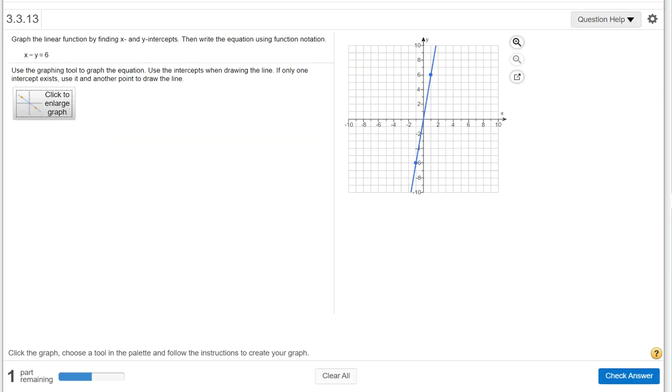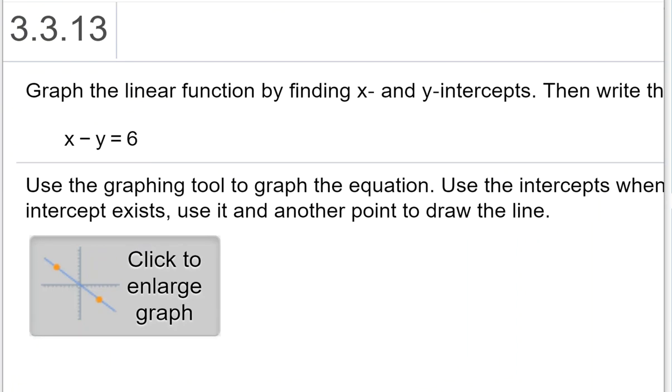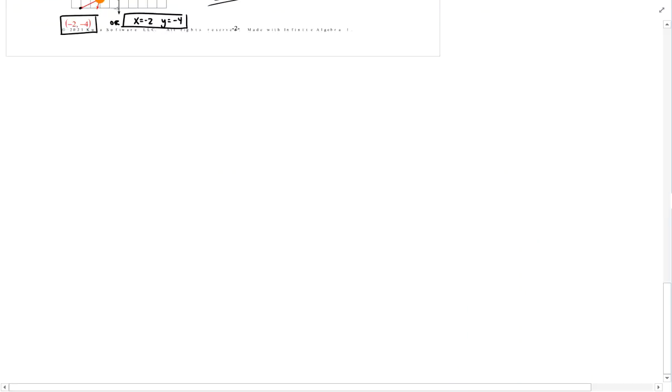Now, if you were to use the question help option, such as help me solve this or view an example, they'll show you a very similar method, but I'll go ahead and provide my suggestion here. So I've got x minus y equals 6, and I'm just going to jot this down on a separate sheet of paper. X minus y equals 6.